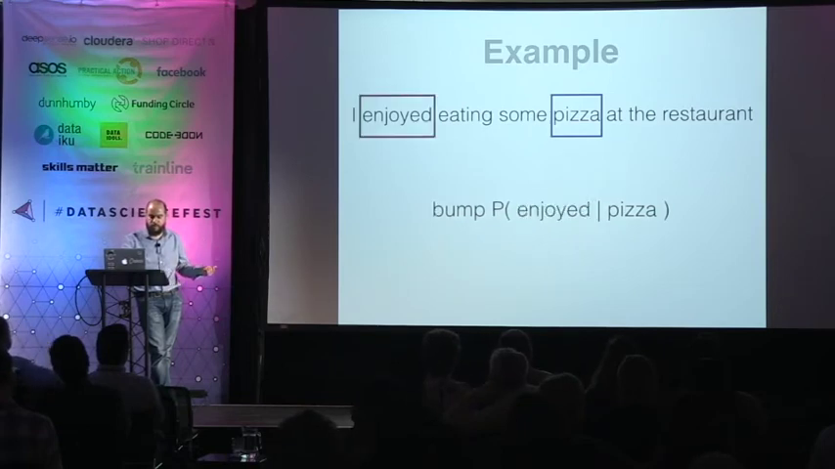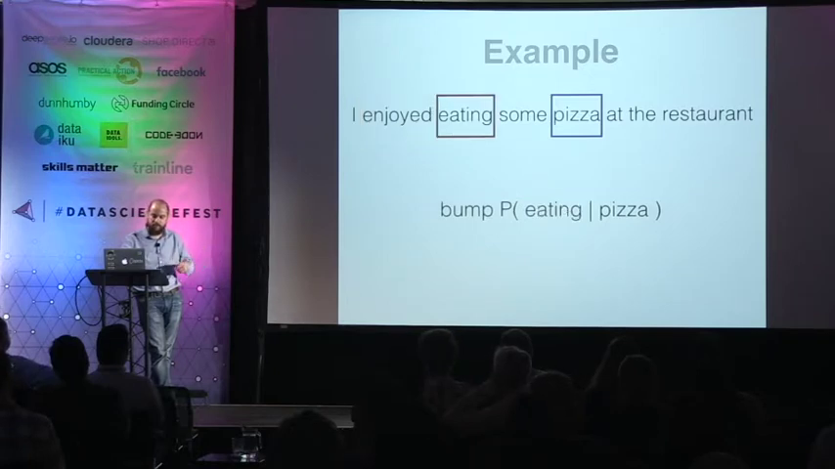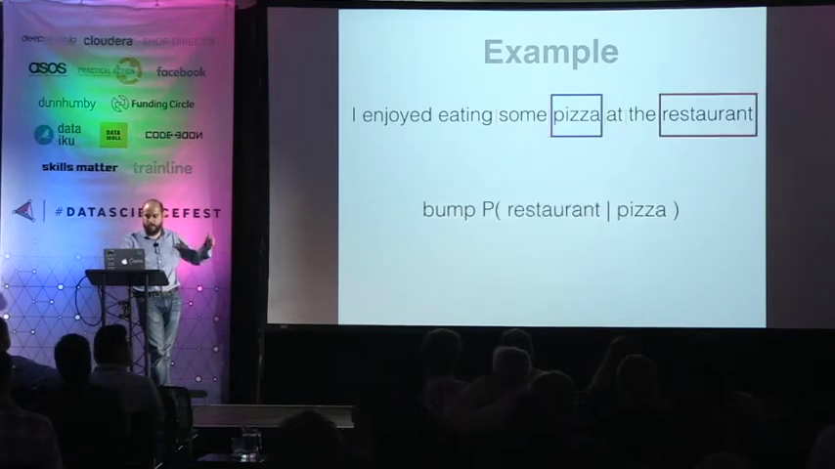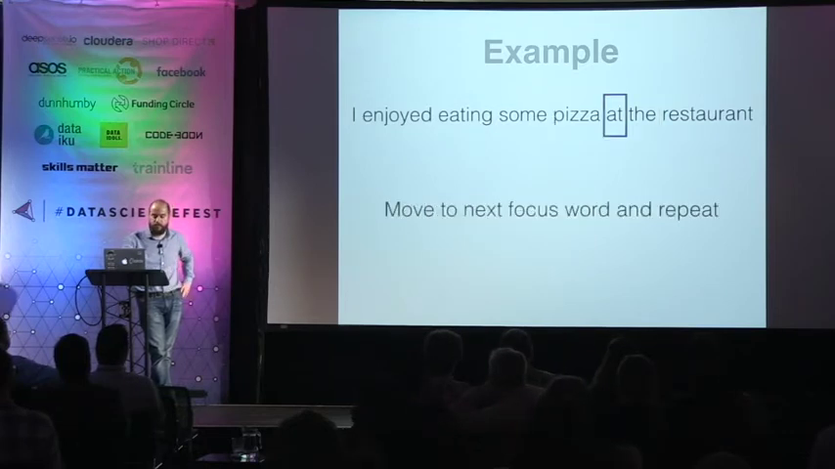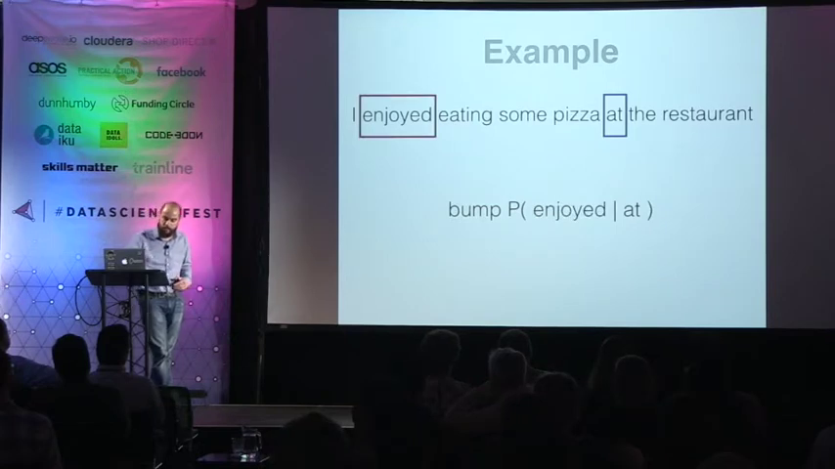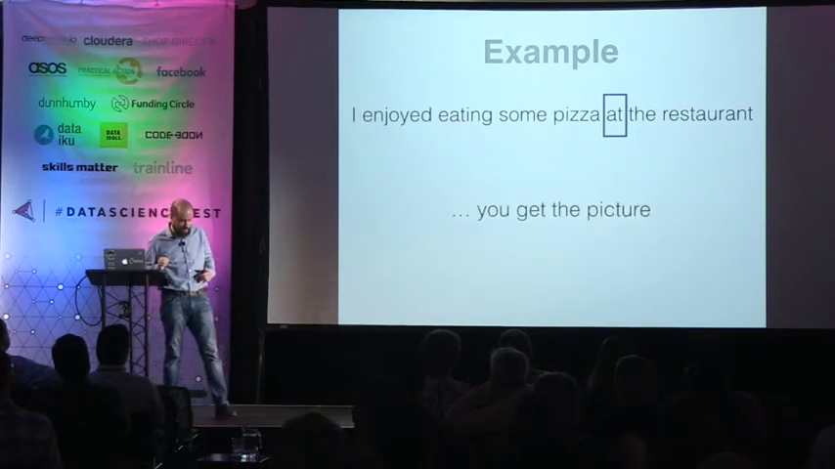We see enjoyed given pizza, and we bump up the probability. We see eating given pizza, we bump up the probability. And then we do the same for all the words until the end of the sentence. Once we reach the end of the sentence, we move on to the next focus word, and we repeat the process again. So we see the word I given at, and you bump up the probability. You see enjoyed given at, and you bump up the probability, and you see where this is going essentially.